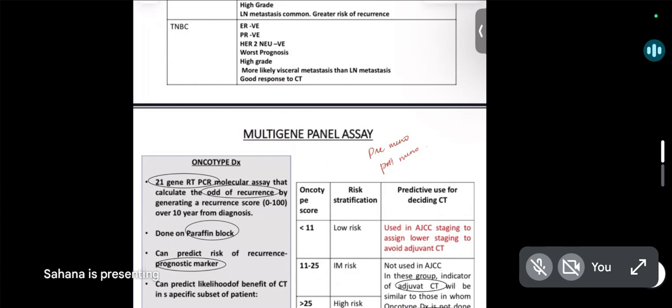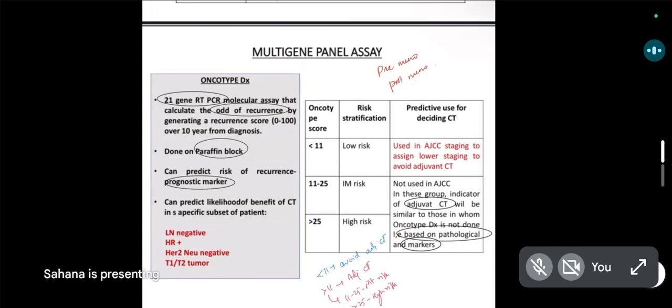That is Oncotype DX. It's a 21 gene RT-PCR molecular assay that will give you the risk of recurrence for 10 years. So it's a predictive and prognostic model. Here, patient should be lymph node negative, hormone positive, HER2 negative, T1, T2. So in premenopausal, you will have a 3 risk stratification depending on their score: less than 11, 11 to 25, and more than 25. In more than 25 patients, you have to give adjuvant chemo.